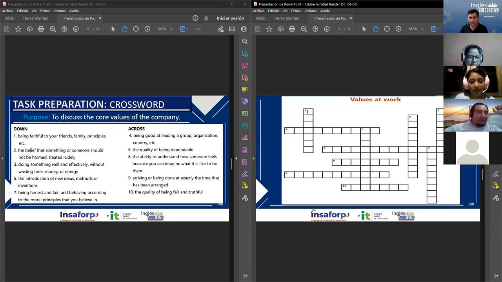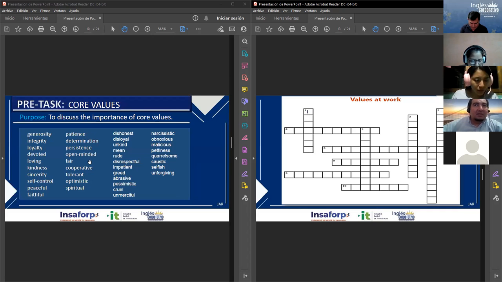Being faithful to your friends, family, principles, etc. La que queda es loyal. Son siete letras. Loyalty. Y empieza con L. Sí, esa tiene que ser. Loyalty.